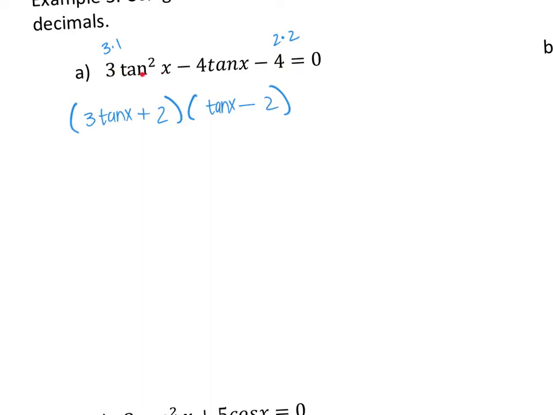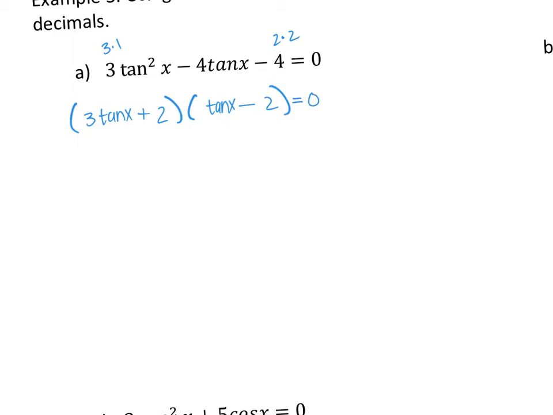So I got these first and last terms. I need to make sure that the middle terms work out. So when you multiply the inners, that's 2 tangent. And when you multiply the outers, that's -6 tangent. So if you take -6 tangent and add it with 2 tangent, the middle term, so if you take the outer and you add it with the inner, you do get -4 tangent. So this works. And if it didn't work, I would just keep playing with the numbers until I ran out of ideas, and then try to use slide and divide.